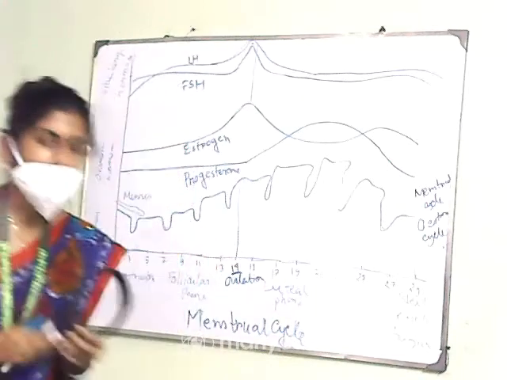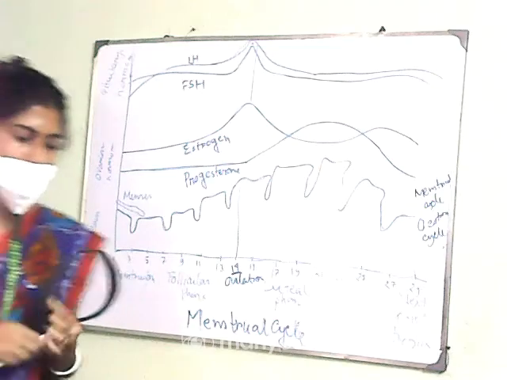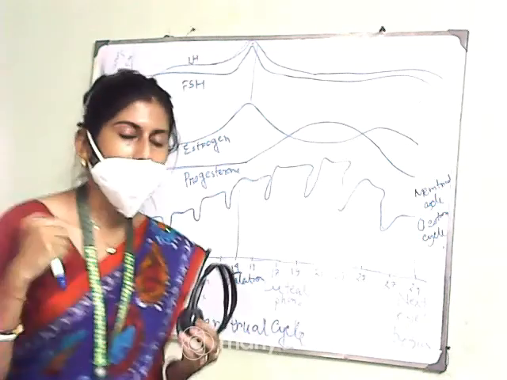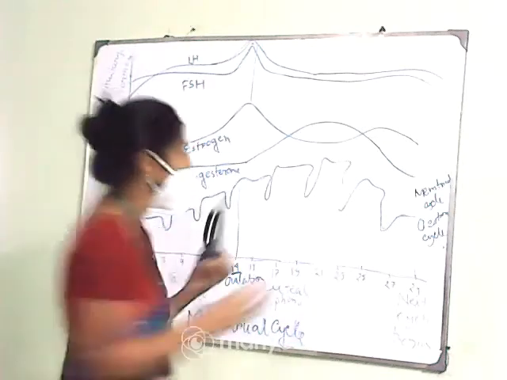Now when will this menstrual cycle start? In human females, the menstruation is reported to start at the time of puberty, and this situation is called menarche.